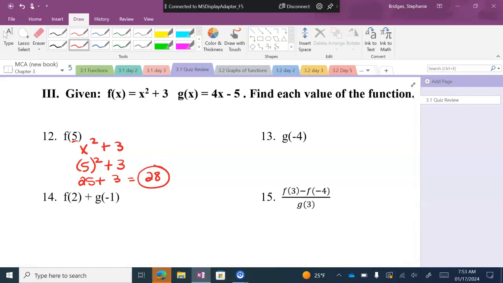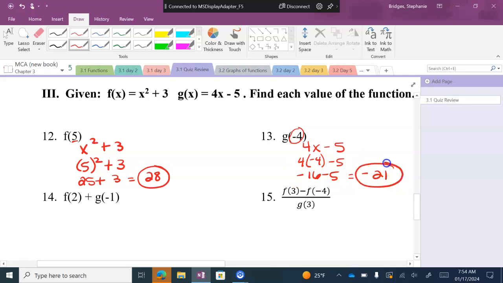Right, 13 is wanting the value of the g function when x is -4. So again, the g function listed right above is 4 times x minus 5. So instead of x, I'm going to place that -4 that's in the parentheses there. What is 4 times -4? -16. And then -16 minus 5 gives me -21.